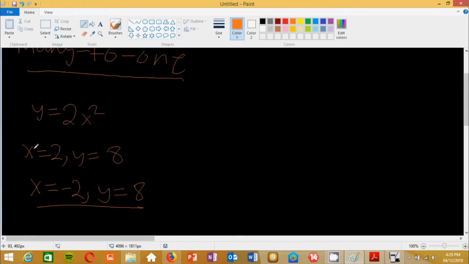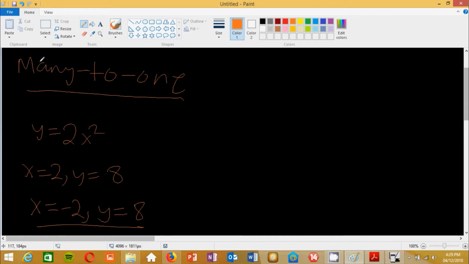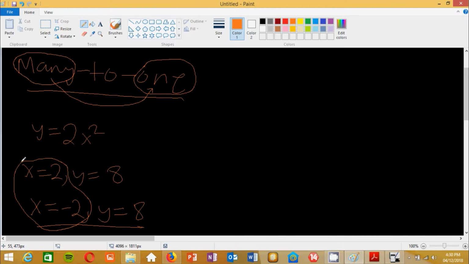So we have two different x values that have given us the same y value. In other words, many x values have given us one y value. These are the many x values here. Many just means more than one. These are the many x values that have given us the same y value of 8. So this function here, y is equal to 2x squared, is known as a many-to-one function.